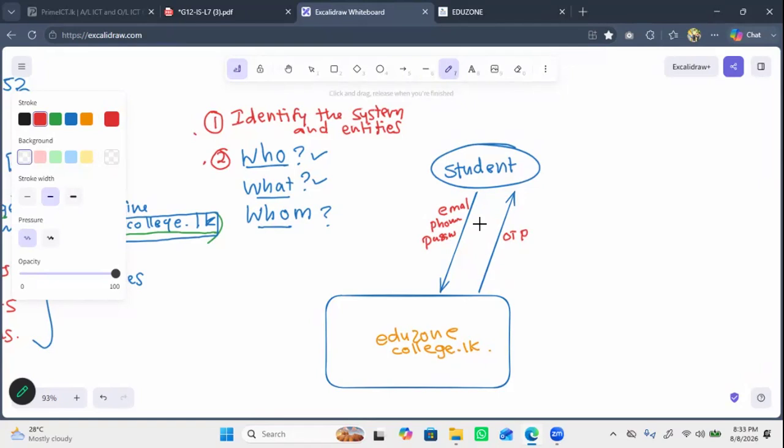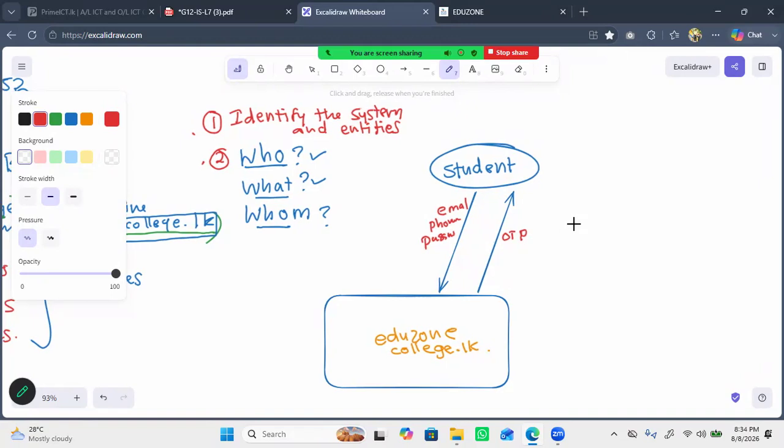So when the story is telling these things, you should be able to draw this diagram easily. Understood? The story will tell you the thing. The question will tell you the story. You have to draw it inside the diagram like this.